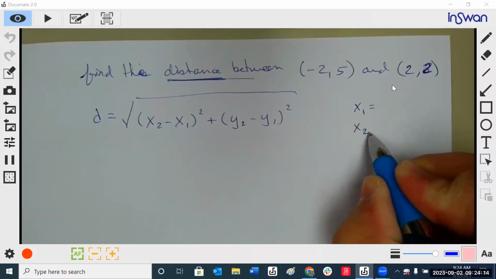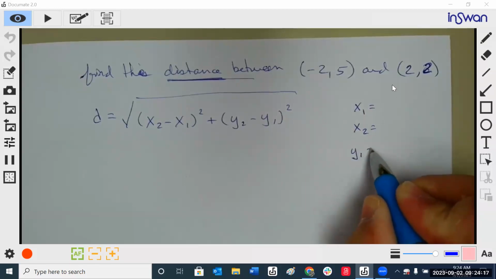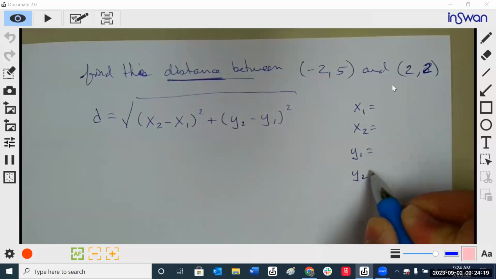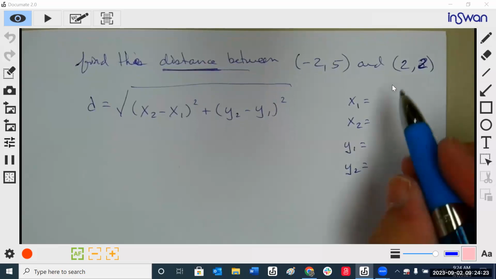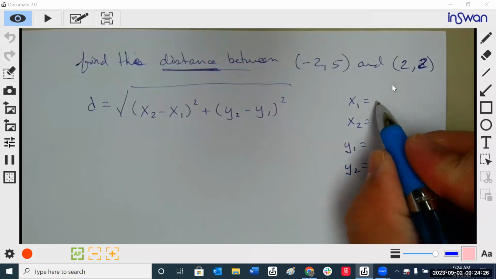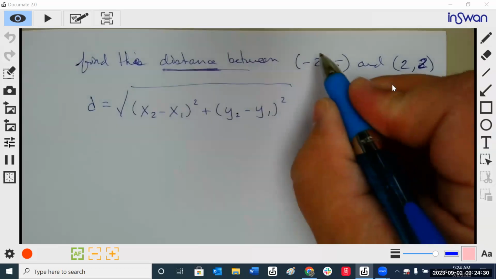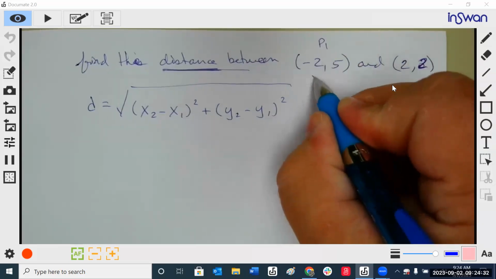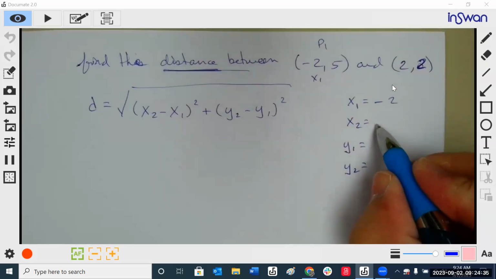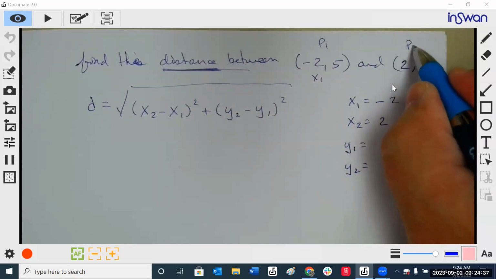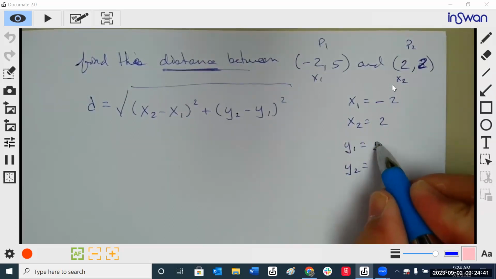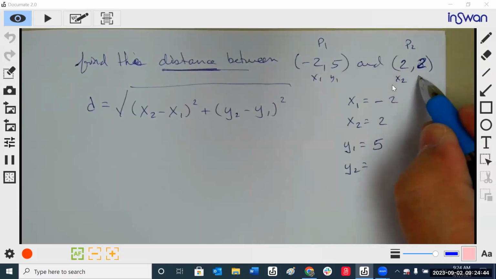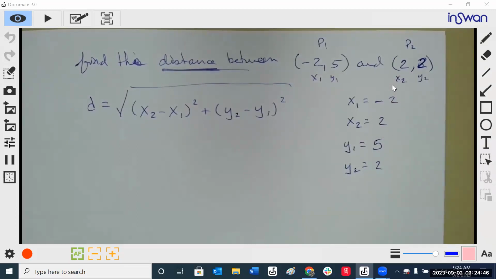Label the values x1, x2, y1, y2. What is x1? -2. This is point 1, so this is x1. What's x2? This is point 2, so this is x2. Y1, and then y2 is 2.